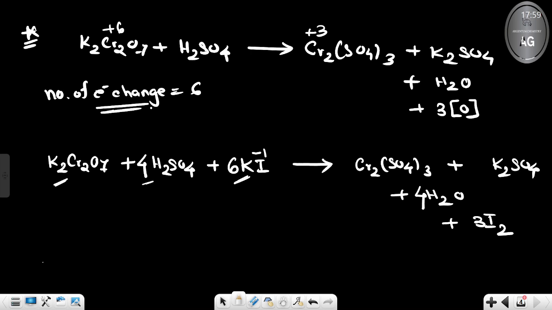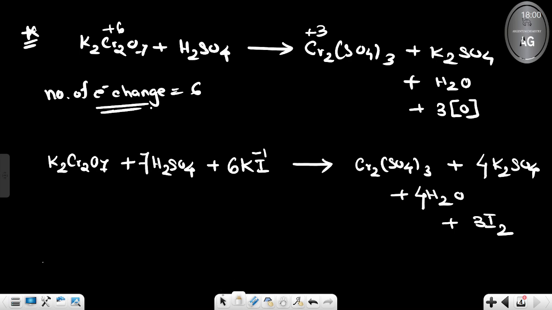Because this side has 8 potassium and this side only 2 potassium. So potassium has to be made 8 first. So I have to put a 4 over here. If I put a 4 over here, then my total sulfate will become 4 plus 3, 7 and not 4. Clear? So this is how you are going to change the equations and balance it accordingly.